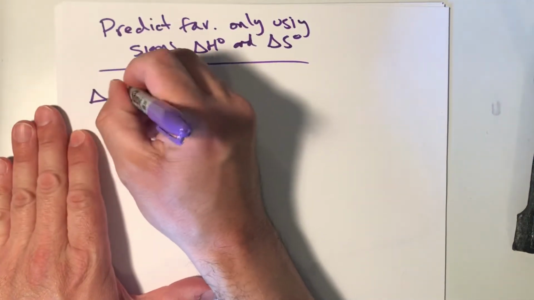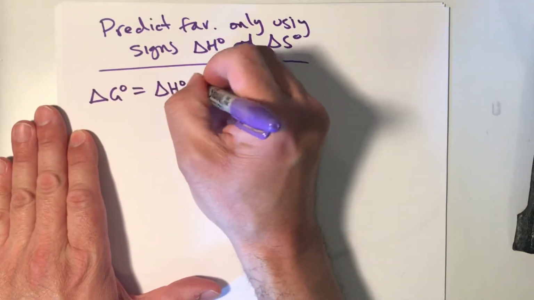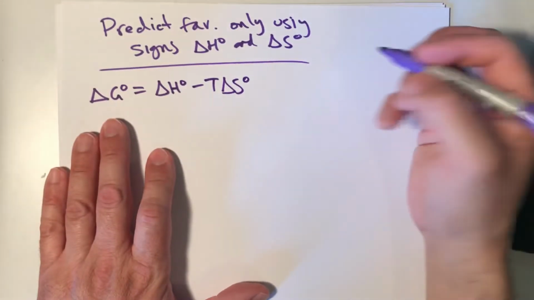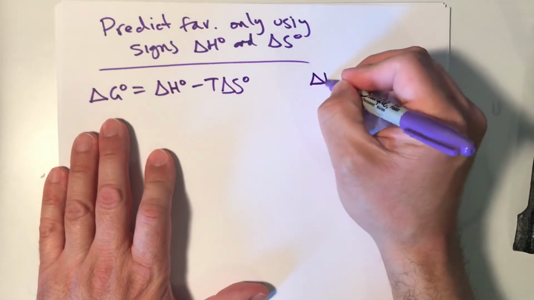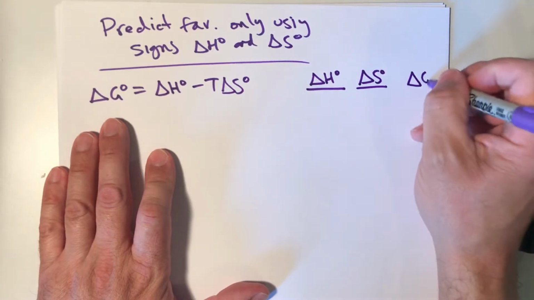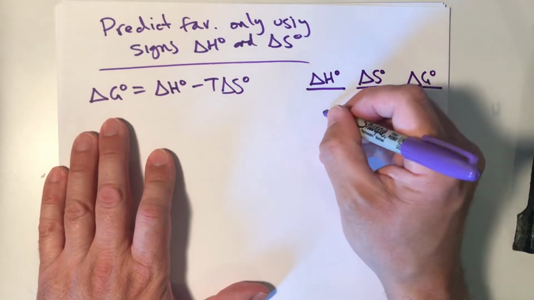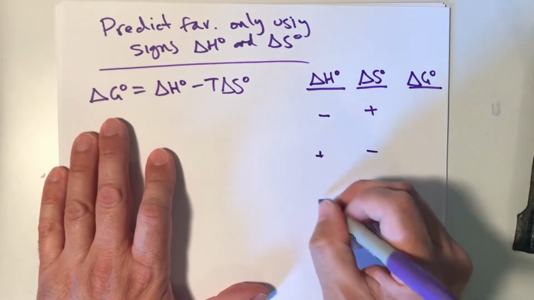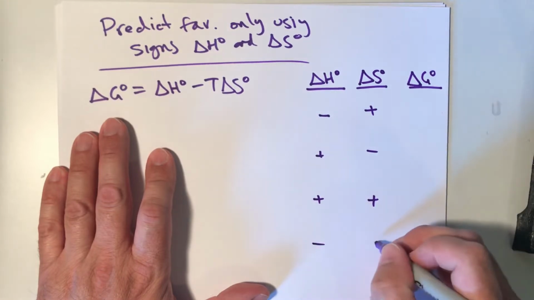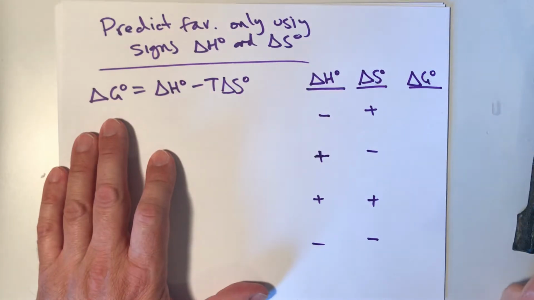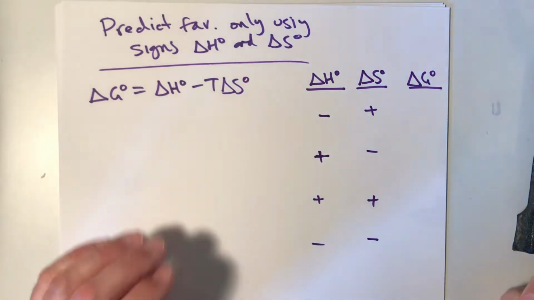So as always, we're going to start with the Gibbs free energy equation, delta G equals delta H minus T delta S. And what we're going to do is make ourselves a table of the possible signs of delta H and possible signs of delta S, and see what the consequence is for the sign of delta G. There are four possible combinations: negative positive, positive negative, positive positive, and negative negative. Those are just the four possible combinations you could have of the signs for the two terms. Let's work through these one by one.